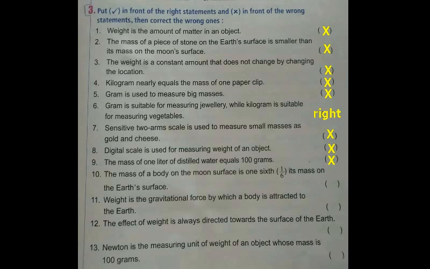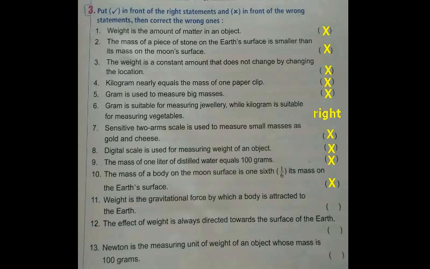Number 10, the mass of a body on the moon's surface is 1/6 its mass on the earth's surface. The answer is wrong because, as we said, the mass doesn't change. So the mass of a body on the moon's surface is equal to its mass on the earth's surface. The mass on the moon's surface is the same as the mass on the earth's surface.